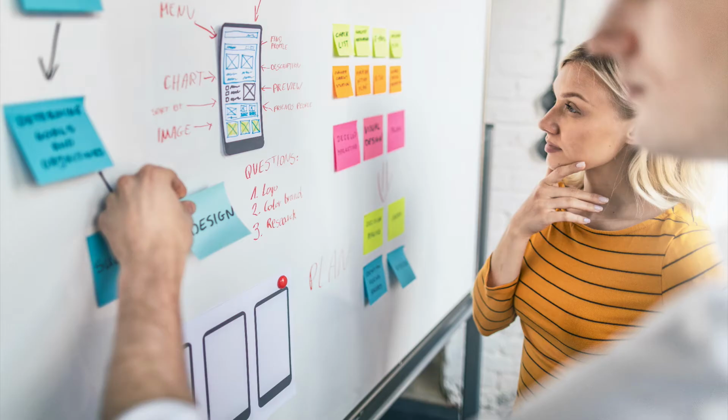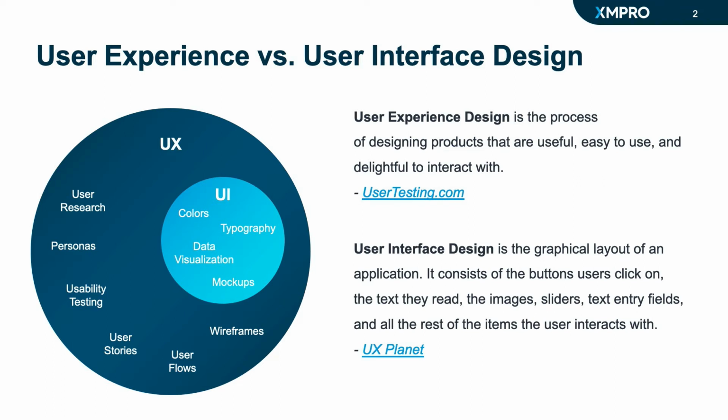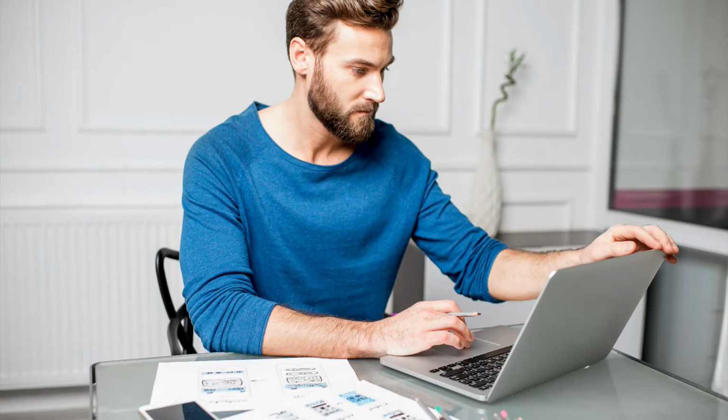UX design includes things like user research, creating personas, doing usability testing, creating user stories, designing user flows, and designing the user interface. So user interface or UI design is purely focused on the visual design of the interface for an app or a website. It involves choosing colors, fonts, and styling interactive elements like icons and buttons.